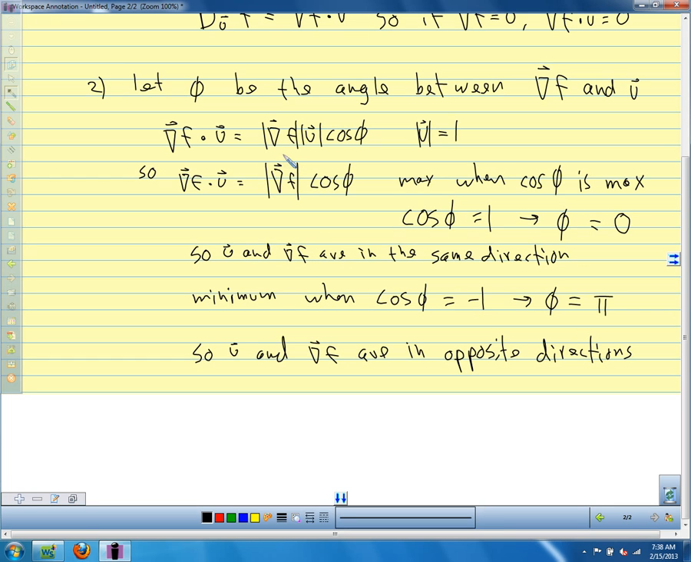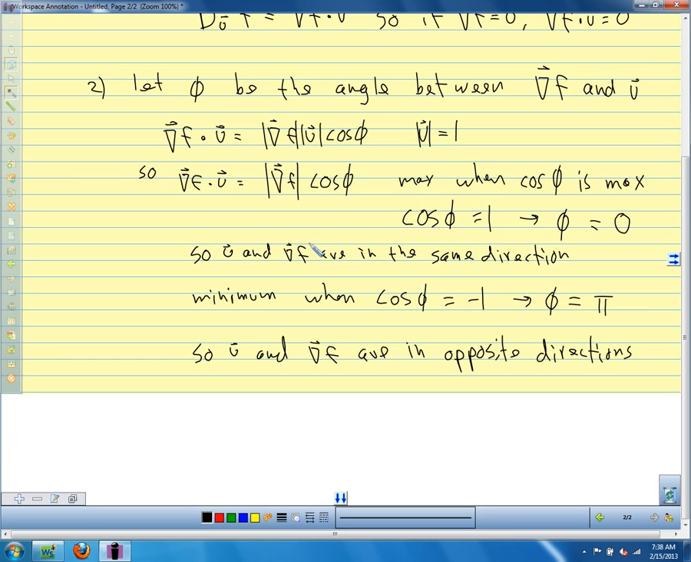So those properties come from using the properties of the dot product to look at this. So the gradient points in the direction of the maximum rate of change of f, and the opposite of that direction is the minimum rate of change of f. So the compass heading that the gradient gives you will be the steepest route up the hill, and going the opposite direction would be the steepest route downhill. All right, questions on the properties?